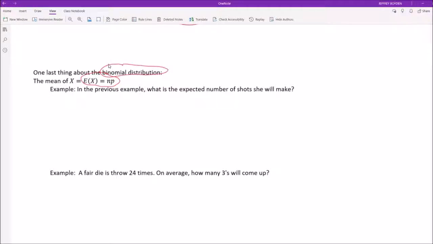So guys, be really, really careful. And yes, you should write this down, but make a note to yourself. This is only true in the case of a binomial distribution. So let's try these now. In the previous example, what's the expected number of shots she will make?